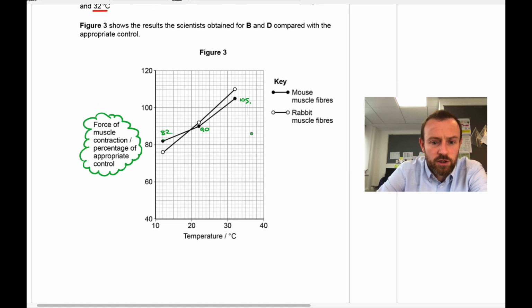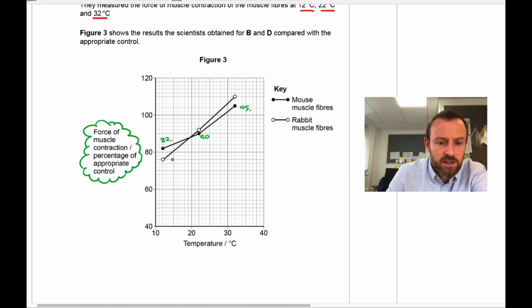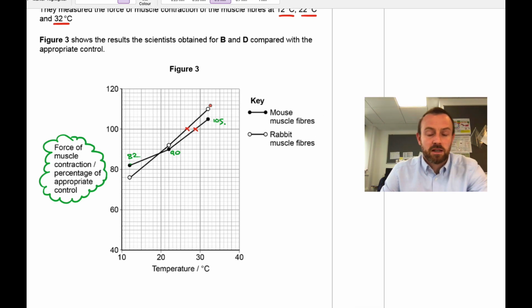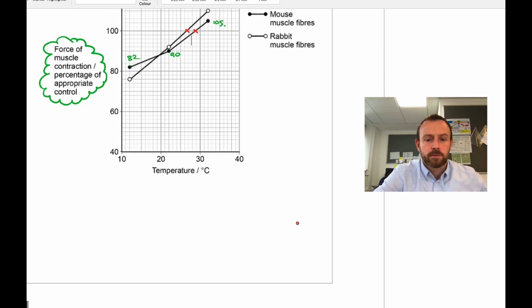Okay, let's look at the question. This is weird because it starts off contracting with less force, but then when you get above these temperatures, or certainly when you get to 32, the force is actually higher at high temperatures. Weird.